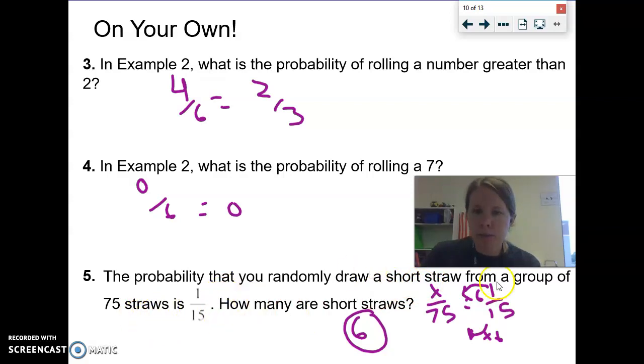So again, I set up a proportion, 1 out of 15, set it equal, with my 75 on the bottom because that's the total amount of straws. You can use cross multiplication or your butterfly, but I noticed that I could just multiply by 6. And so 1 times 6 gives me 6. So there's a total of 6 short straws when I have 75 straws.